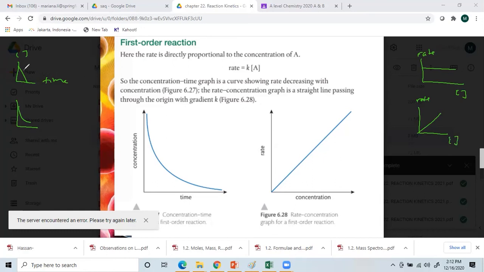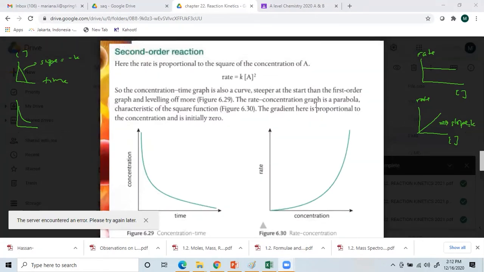So the slope here is negative k. For this, the slope is k. We have learned the first order reaction graph in the previous videos.